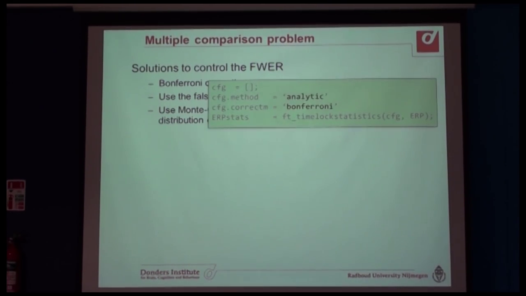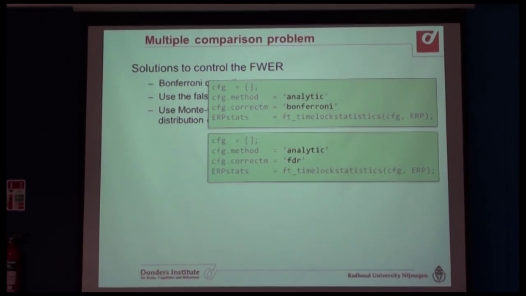To just give you a little feel for how that's implemented in FieldTrip, we have functions for statistics such as ft_timelockstatistics. You can specify the method, which is the method for computing the probability, and then you can specify the correction for multiple comparisons that you want to use. So with an analytic computed probability, which is, for example, based on t-scores, and using a Bonferroni correction, this is how you can configure the function and get a Bonferroni corrected probability. FDR is basically the same. The only thing that you change is the cfg.correctm field in the configuration.